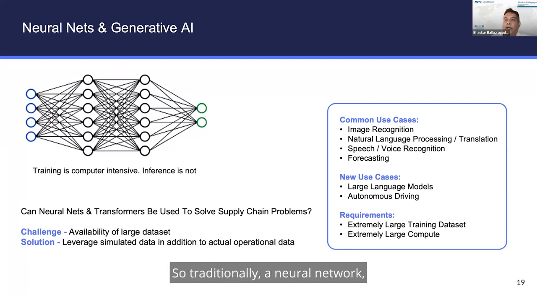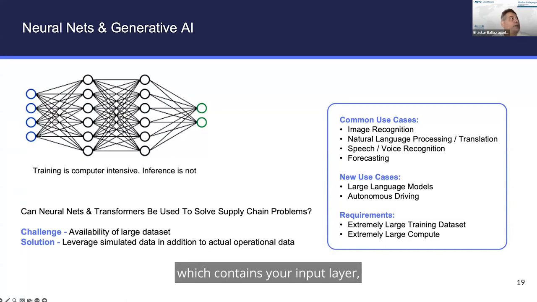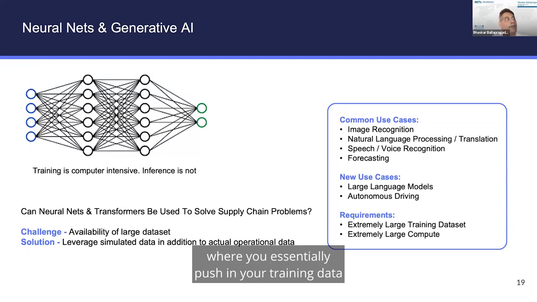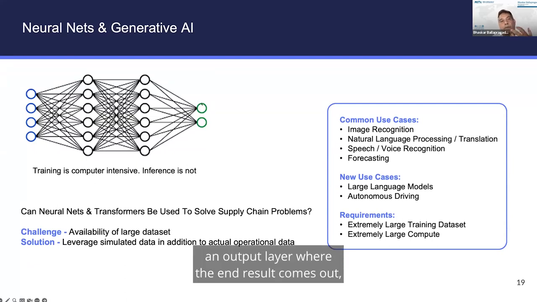So traditionally, a neural network, which essentially is a network of nodes, contains your input layer where you push in your training data, a bunch of hidden layers, where some of the calculations and transformations are made, and an output layer where the end result comes out.